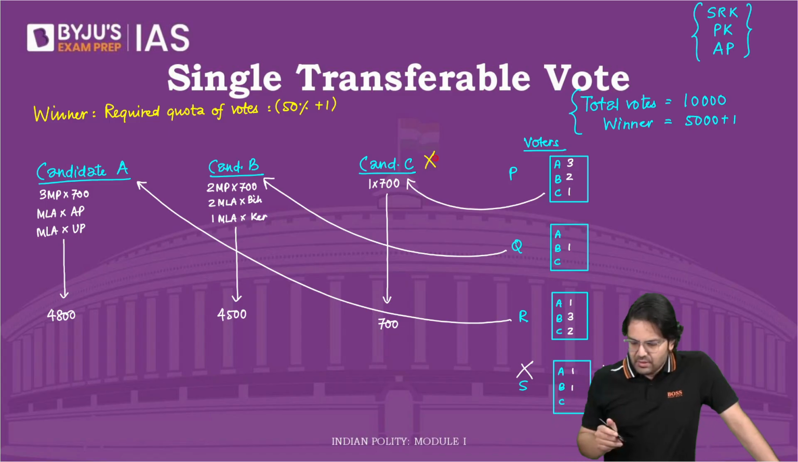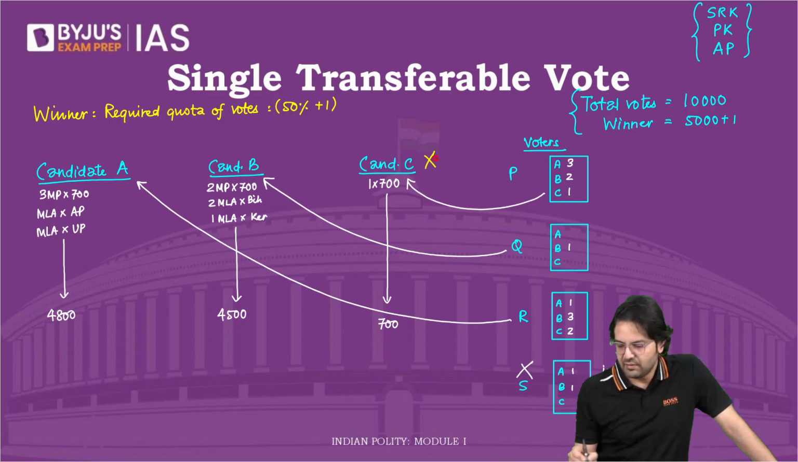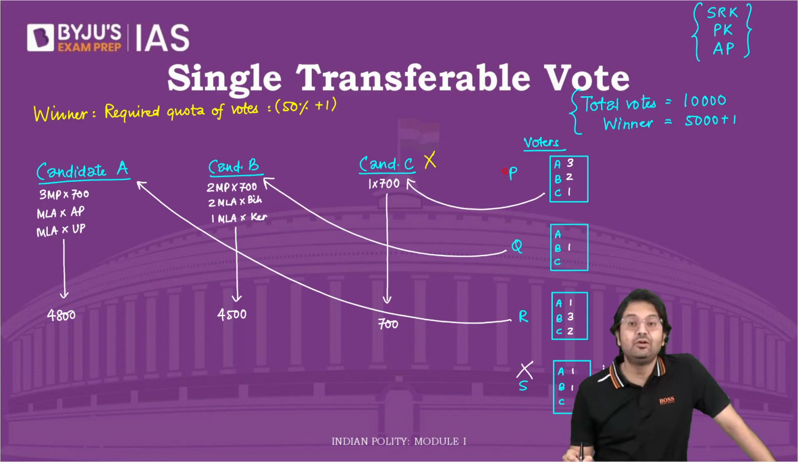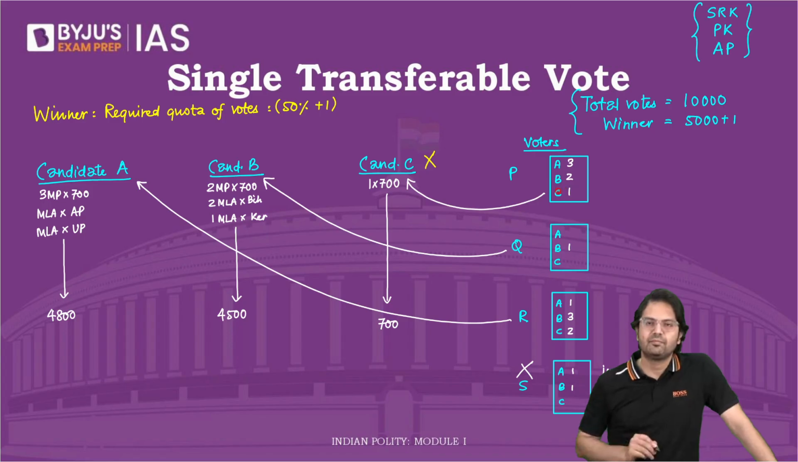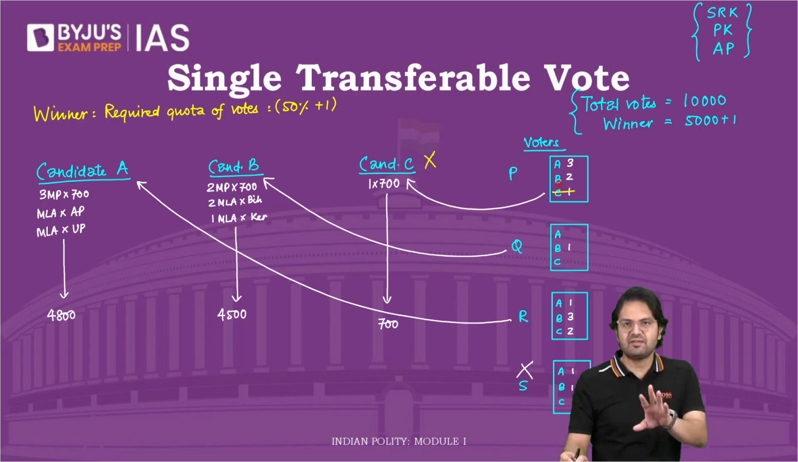Now what happens is, all the votes that C received, look at this, P. Who did P want to win? P wanted C to win. But did C win? C lost. Yes or no? So this is gone. So Mr. P was saying that if C is not able to win, my second choice is B. Yes or no? Did you understand this preference?